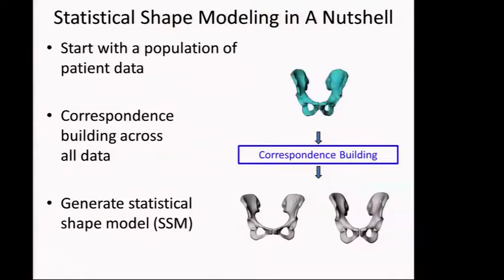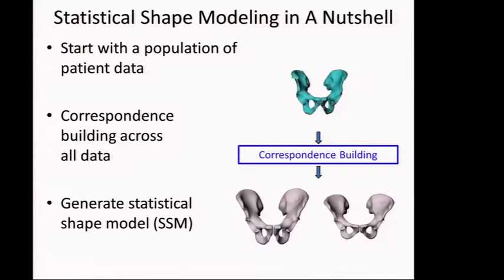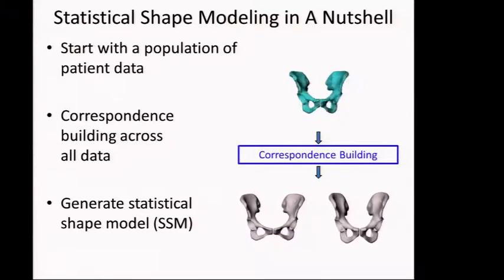So in a nutshell, statistical shape modeling: you start with a collection of population data, you go through a step called correspondence building, and finally you generate the statistical shape models, as you can see here. When you have this raw data, it's just a random jumble. But after the correspondence building, you get quite homogeneous variations.